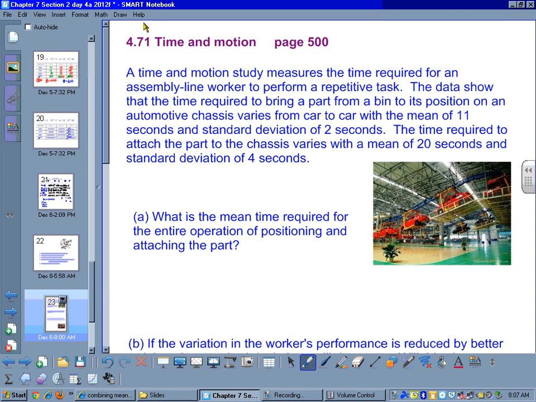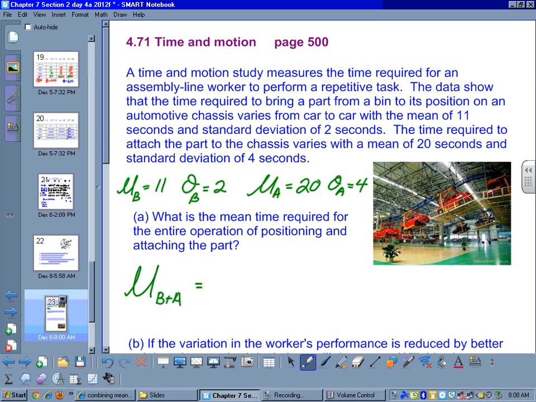The first question is, what is the mean time for the entire operating process of positioning and attaching the part? So my new mean is going to be bringing it from the bin and attaching it. And if I take a look at my old mean from the bin, it was 11 seconds with a standard deviation of 2 seconds. We should call that sigma. And attaching the part was a mean of 20 seconds with a standard deviation of 4 seconds. So the new mean of adding these positioning and attaching together would simply be 11 plus 20, or 31 seconds, because means are nice to work with, and they behave as we expect them to be.